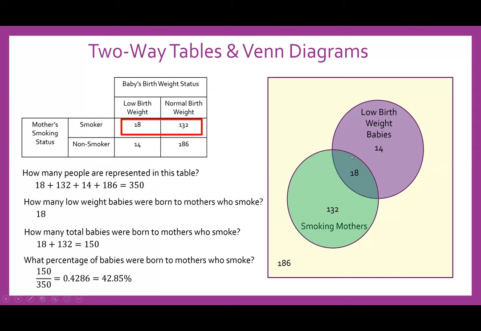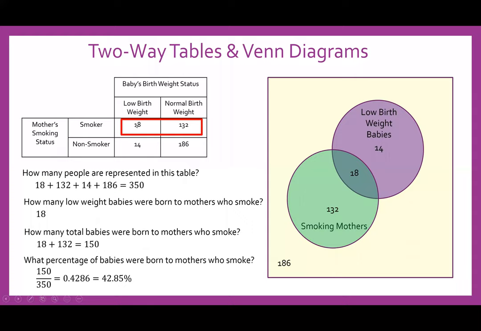Just this kind of moon region here, right? Not the intersection, just strictly purple. So that's low birth weight babies with non-smoking mothers, which we see there are 14. And notice that it's listed as 14 here. Let's go up to the smoking mothers now. Let's see if we can identify where we have low birth weight babies and a mother who smokes. So this is going to be low birth weight, purple circle, and smoking mothers, green circle. They overlap here, 18. And notice that's the value we have here.